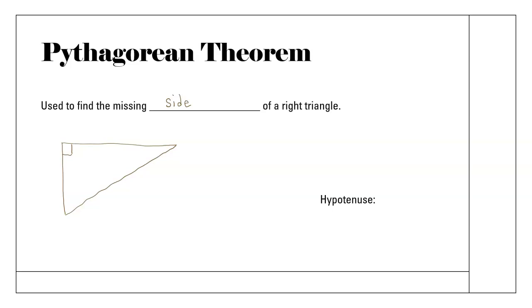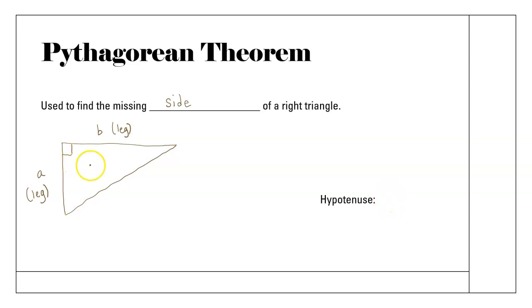When you're labeling your sides for the Pythagorean Theorem, A and B are called legs, and they're both called legs, and you can put A and B on either one of those two sides. They're the two sides that make up the right angle.